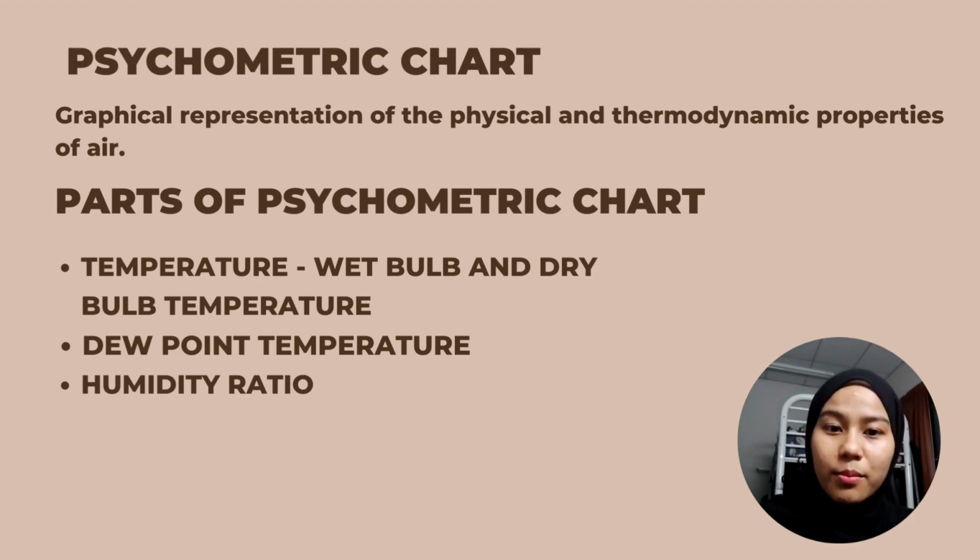I'm going to present about the psychrometric chart. The psychrometric chart is a graphical representation of the physical and thermodynamic properties of air. There are four parts of the psychrometric chart: first, wet bulb temperature, dry bulb temperature, dew point temperature, and humidity ratio.